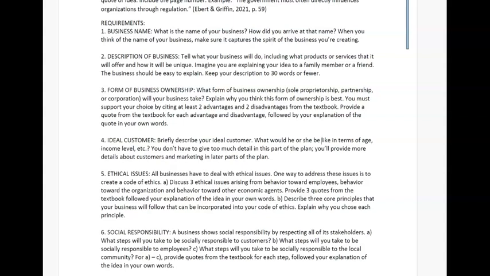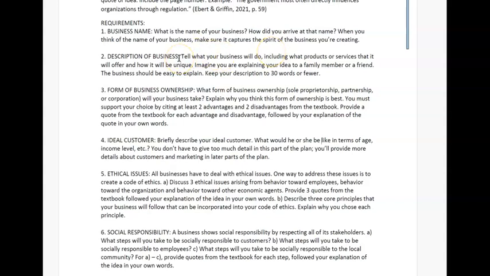So right off the bat, okay, you're going to tell the business name. Okay, so this business plan project is about any type of business that you have an interest in. Maybe you want to be a business owner someday and you have a business in mind. Maybe you have no interest in ever owning a business. Just think of something that you're interested in, okay, and have that be your business. Okay. So the very first thing is come up with a catchy name for your business, right? Make sure that it captures the spirit of the business you're creating.